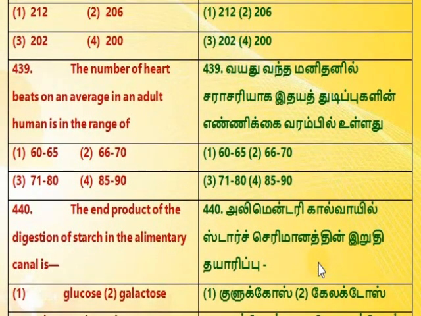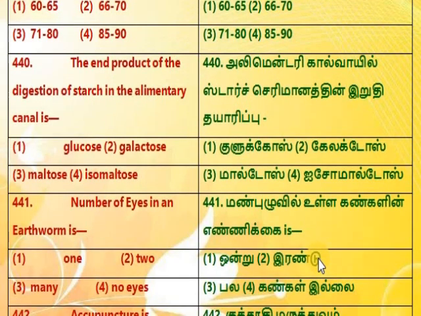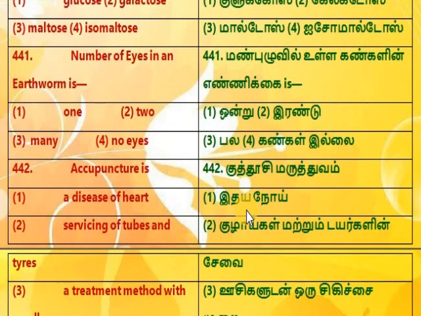439. The number of heartbeats on an average in an adult human is in the range of 1. 60 to 65, 2. 66 to 70, 3. 71 to 80, 4. 85 to 90. 440. The end product of the digestion of starch in the alimentary canal is 1. Glucose, 2. Galactose, 3. Maltose, 4. Isomaltose. 441. Number of eyes in an earthworm is 1. 1, 2. 2, 3. Many. 4. No eyes.